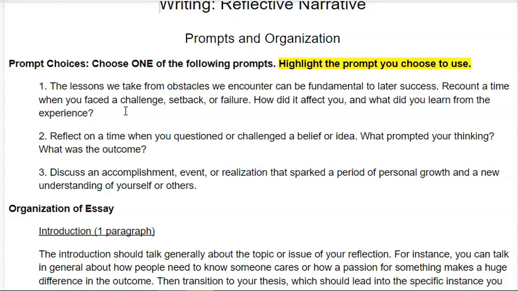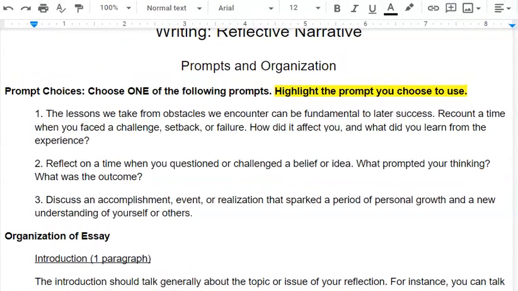The second one: reflect on a time when you questioned or challenged a belief or idea. What prompted your thinking and what was the outcome? And number 3, discuss an accomplishment, event, or realization that sparked a period of personal growth and a new understanding of yourself or others.